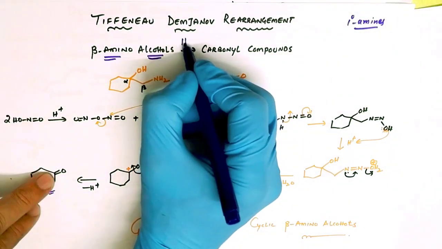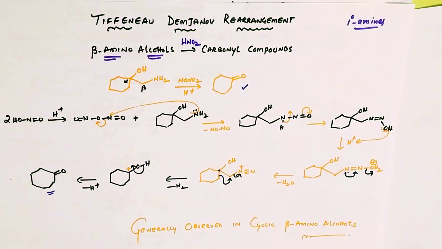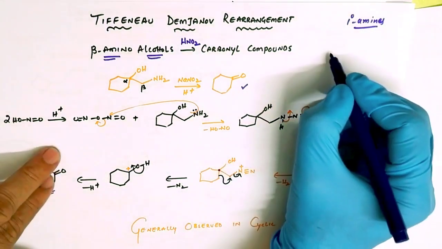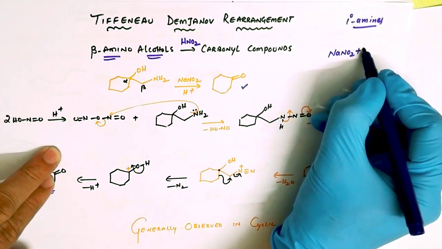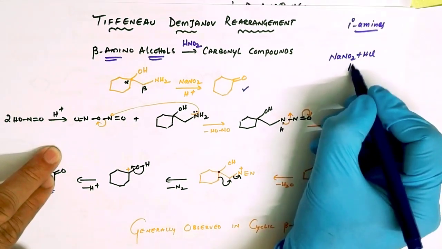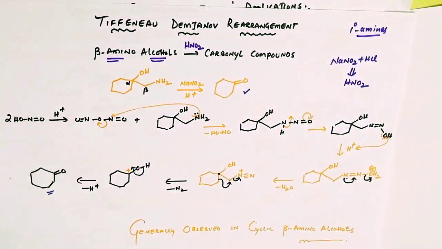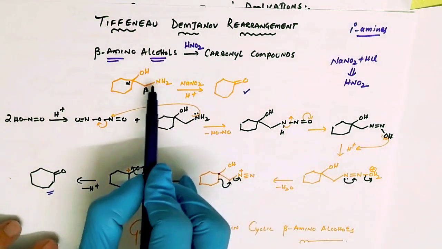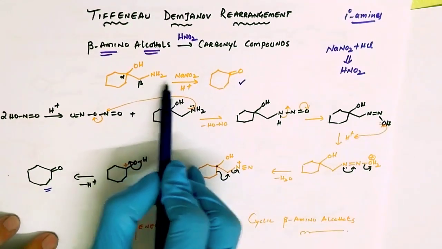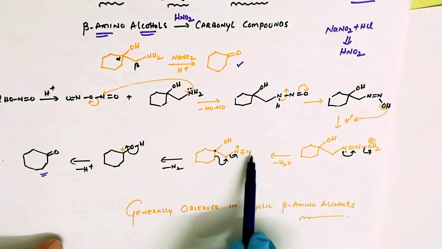What are the same conditions which we have taken? HNO2. Sometimes in the examination, people will give NaNO2 plus HCl, which can generate HNO2. This is very, very important. Don't get confused. So a similar situation, the same mechanism will take place. In this, NH2 will be converted into what? N triple bond N plus. See this, N triple bond N plus is there.